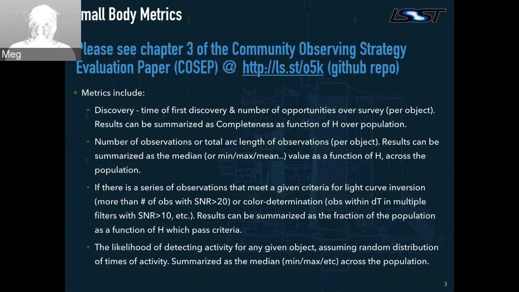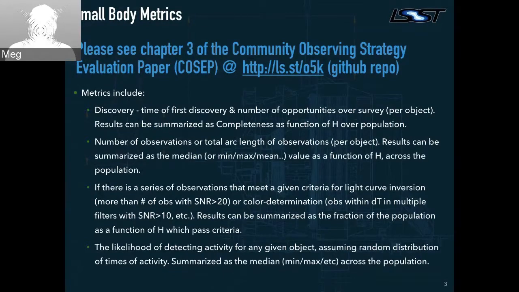Another metric is just the likelihood of detecting activity for a given object. This is actually very simple. It's just, did we look at it, and was it above 5 sigma? There's no criteria that the seeing was better than something, or the signal to noise was better than something. So there are improvements to be made in all these metrics as well.